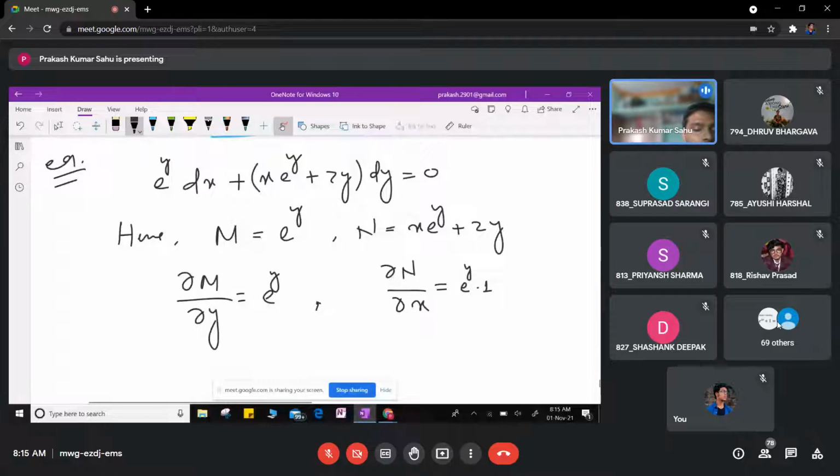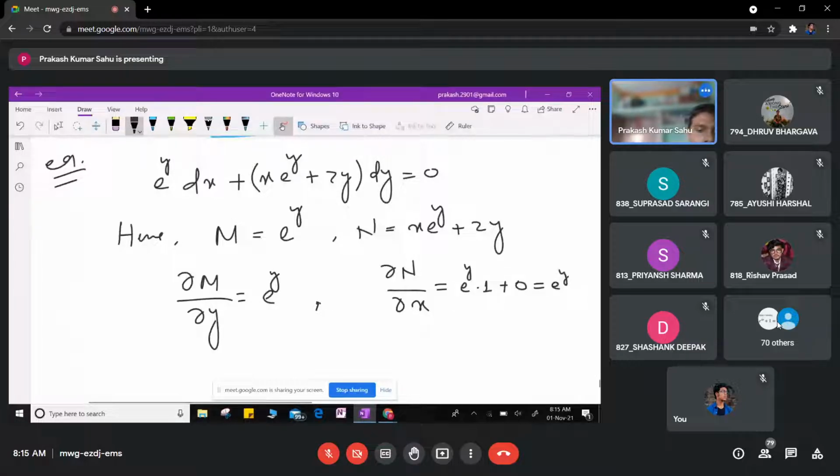And here this is 2y. 2y is a constant because we are differentiating with respect to x. So y is a constant. So if y is a constant, then 2y is a constant, and the derivative of a constant will be 0. So which is equal to e to the power y.